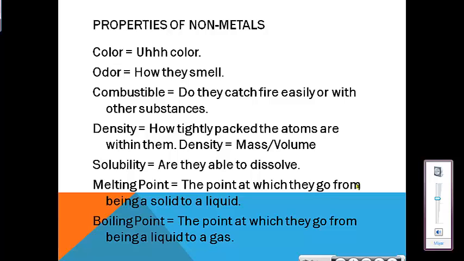Non-metals still have density, so that's again how tightly packed they are. They have solubility, that is whether or not they're able to dissolve within a solvent. And again, melting point and boiling point of nonmetals, you have those properties as well.